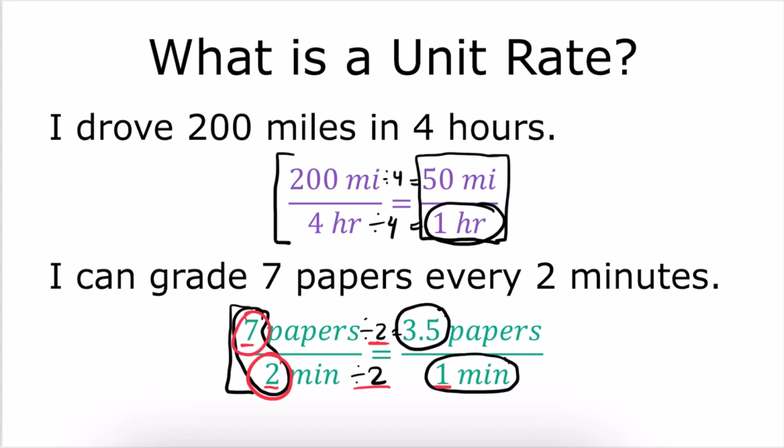So sometimes, or especially after your students are used to this, they may not even have to go through this process. They may just start looking at this fraction and they might use that as the unit rate, which is totally fine. Because what that is communicating is that you can grade 7 halves of a paper per minute, or 3.5 papers per minute.